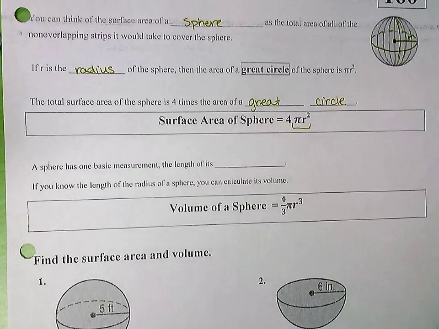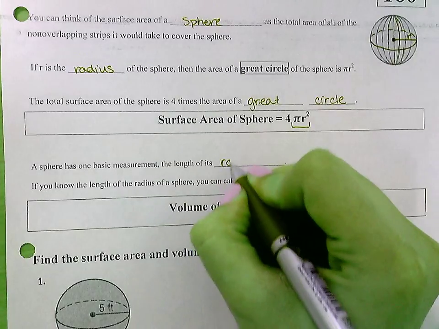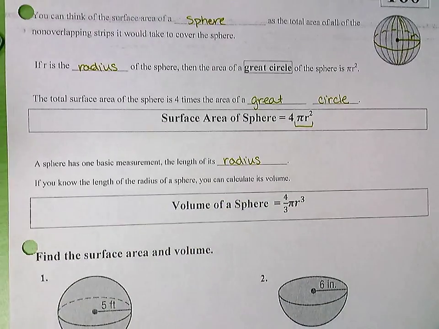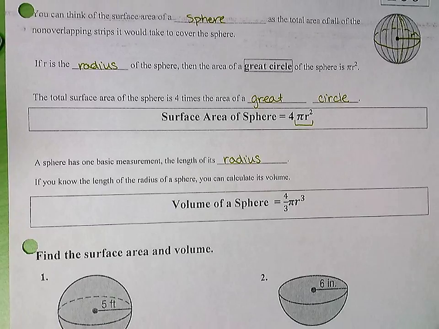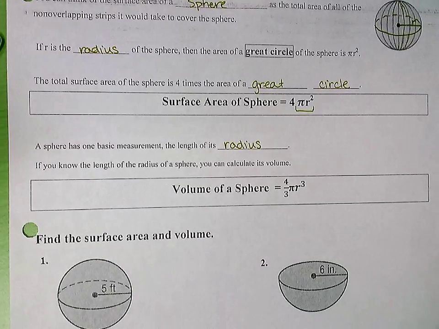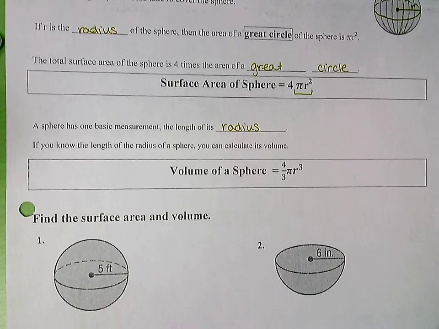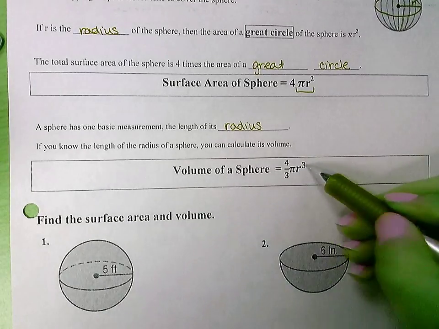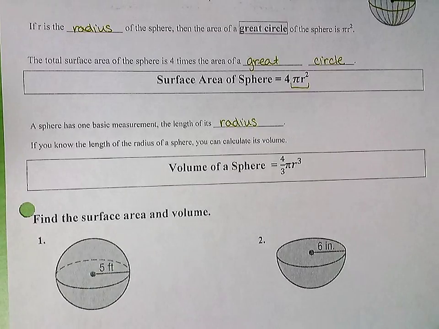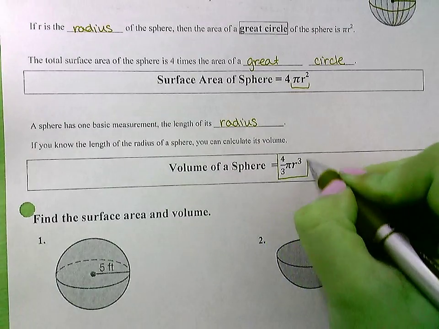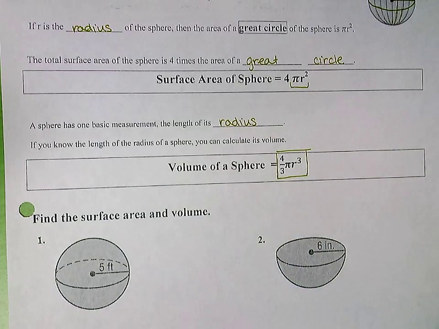Okay, a sphere has one basic measurement, and that's the length of its radius. Okay, so what we need for a sphere is the radius. So if you know the length of the radius of a sphere, you can also calculate its volume. Okay, so the volume of a sphere is 4/3 pi r cubed. So in each of these formulas, all you need is r, or your radius.